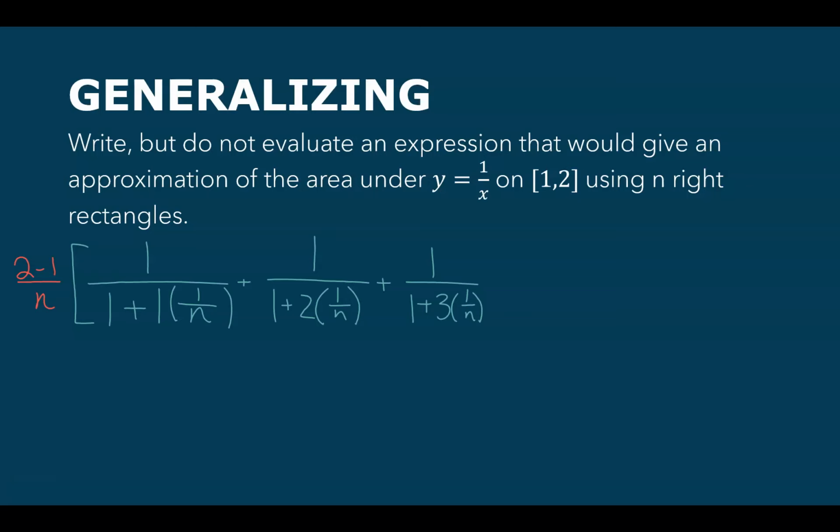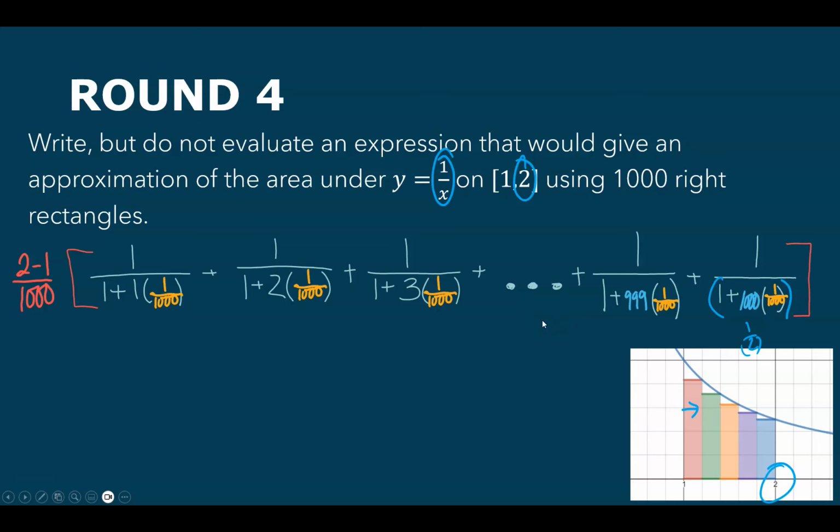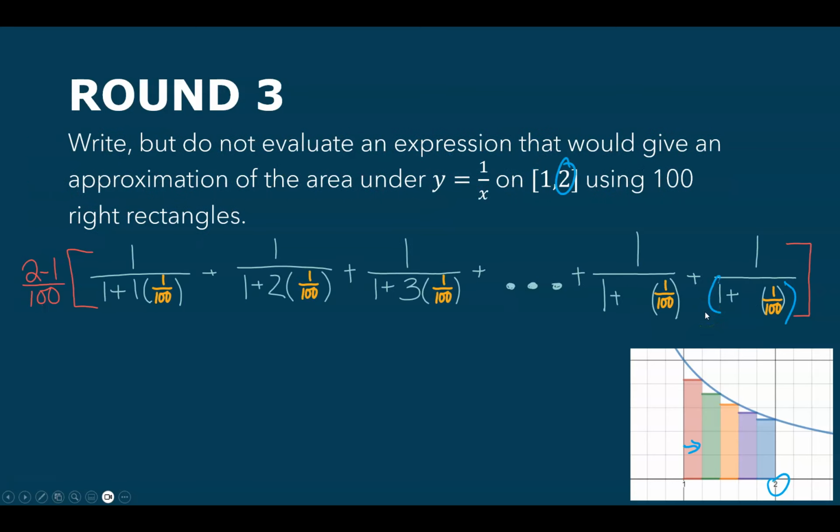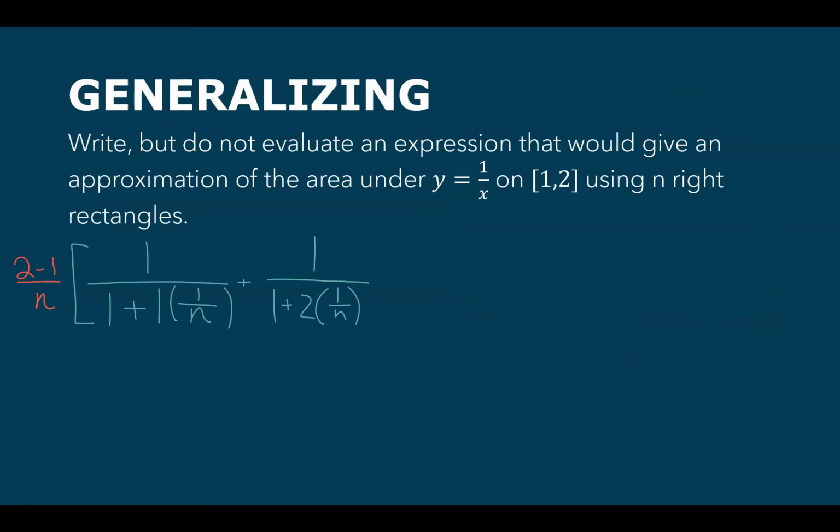So 1 over 1 plus 3 times 1 over n. Now we're going to skip a few. I think it's easiest to write the last one, and then we'll just do the one right before that. But we went into a pattern and it was pretty easy. When it was 1,000 right rectangles, this last multiplier was 1,000. And again, 1,000 times 1 over 1,000 gives us 1, and the last input is 2. When it was 100 right rectangles, that last input was 100, and we got 1 plus 1, an input of 2. So we can use both of those to help us out.